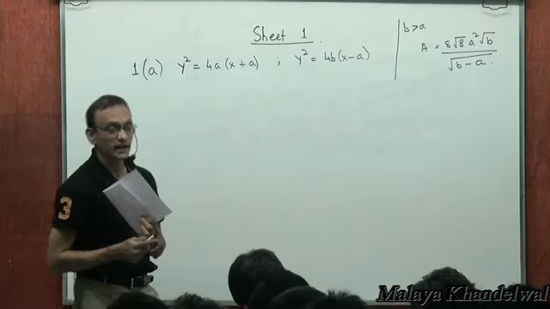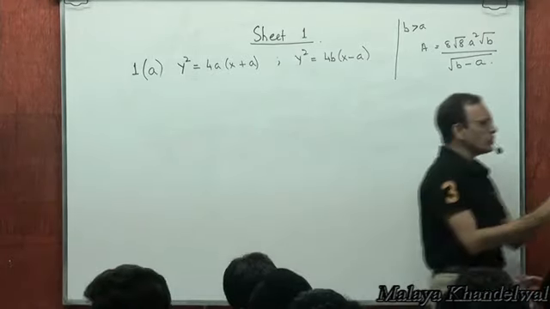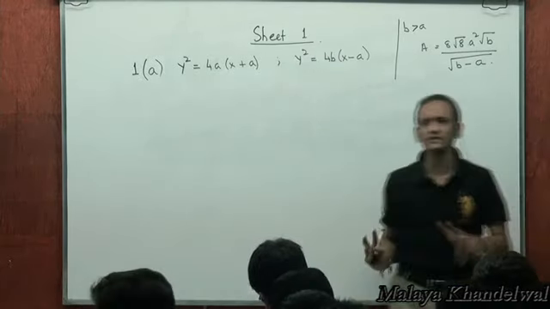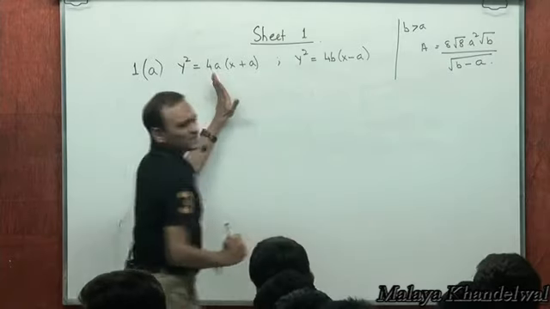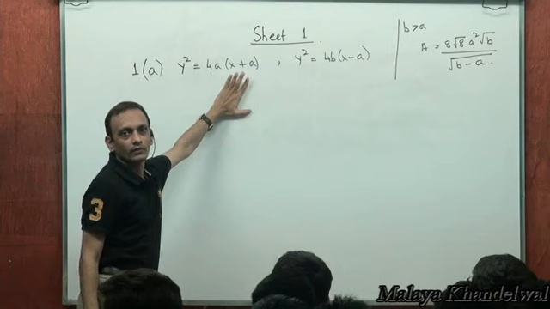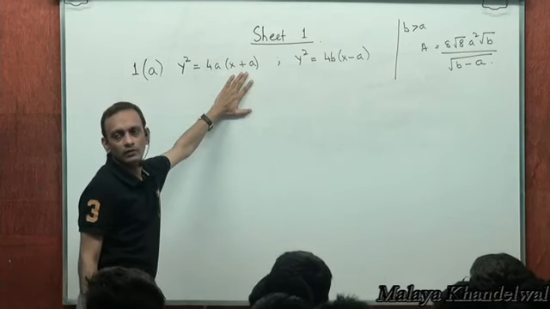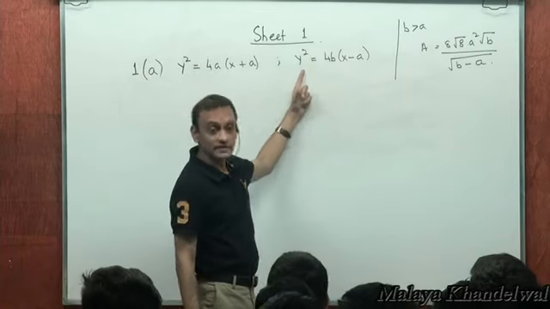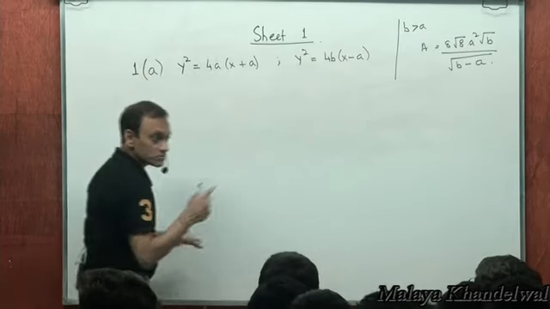The first thing that you want to do is trace the two curves. Let's trace the two curves in the xy plane. What are these? Parabola. Where is the vertex of this parabola? Minus a, 0. What about the vertex of this parabola? a, 0, right? Isn't it?